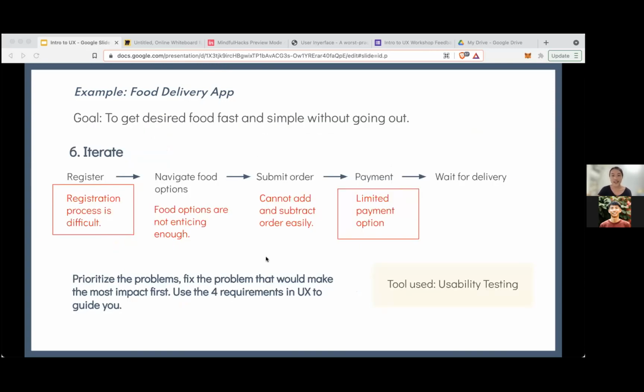So this designer pinpointed that these 2 are the problems that they want to focus on first, because the registration process is when the user first sees the product. So it's like a first impression kind of importance. And payment is a step where a user would make a purchasing decision. So it's important to make sure that this step doesn't have any problem.